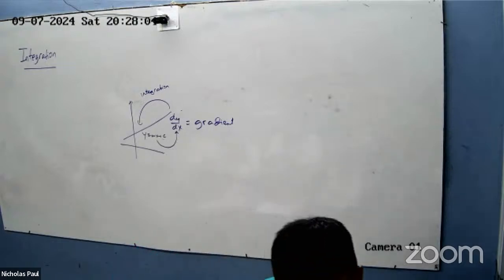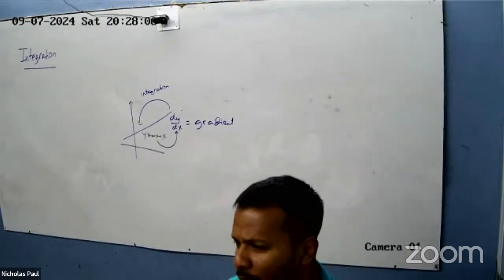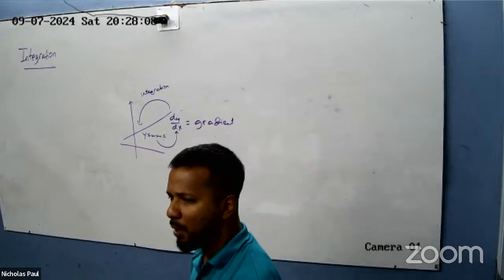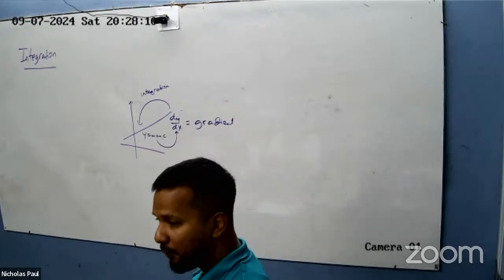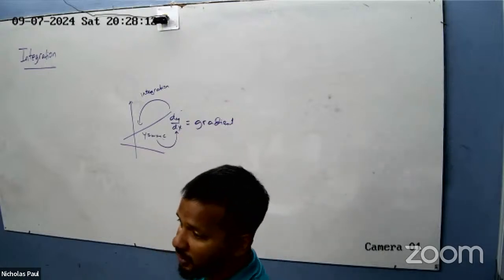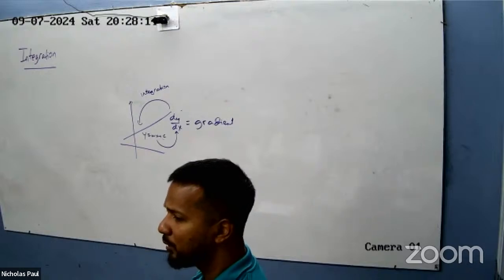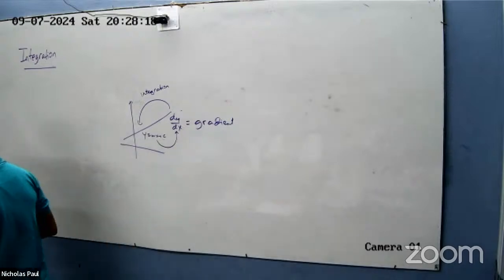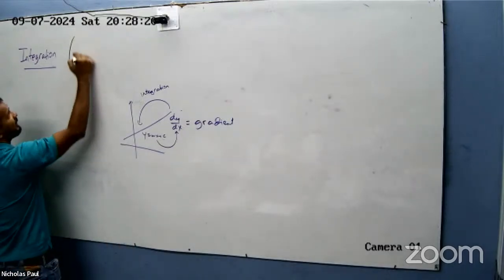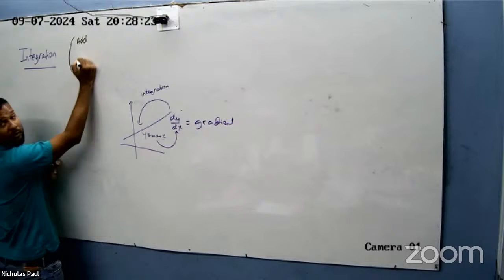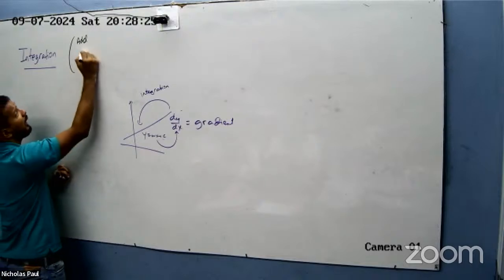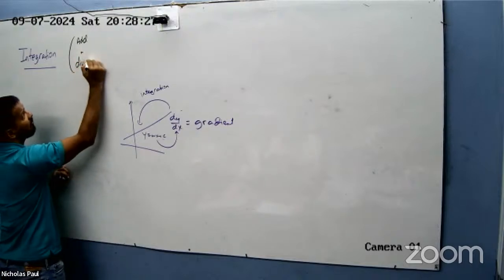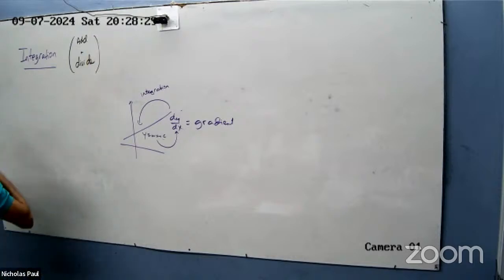How easy is it? In differentiation, what did we do? Multiply and subtract. So in integration, what are you going to do? Add and divide, right? So in integration, we're basically going to add and divide.